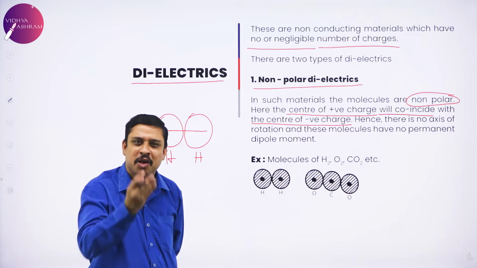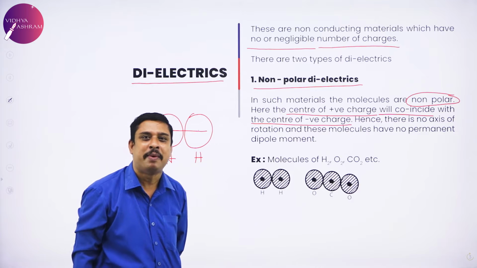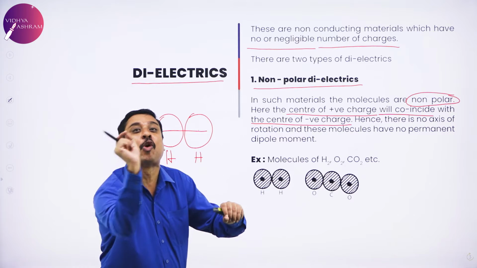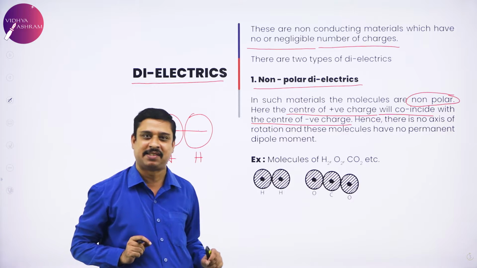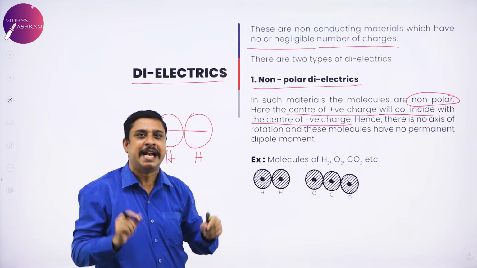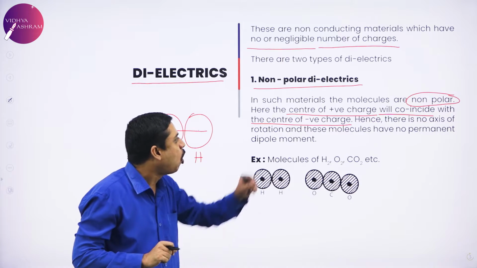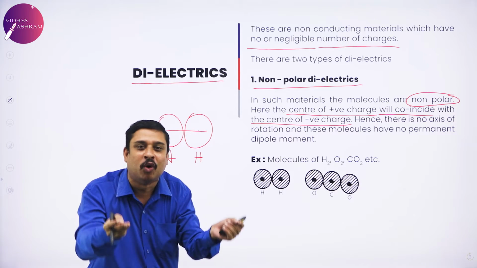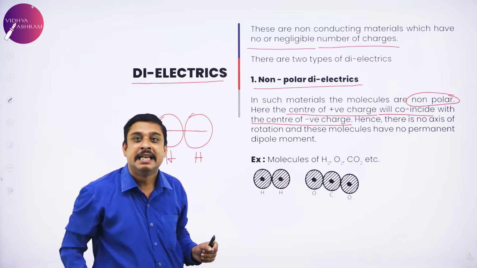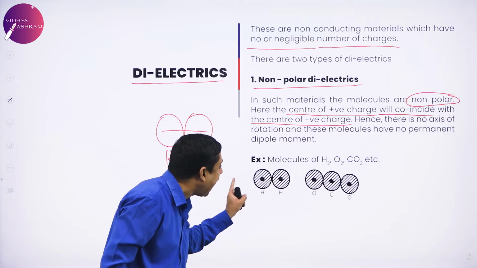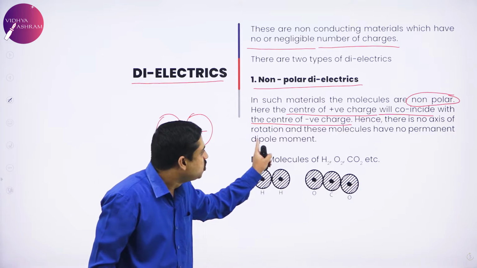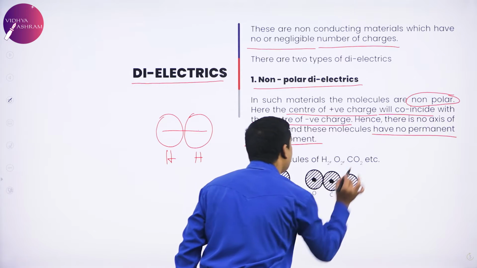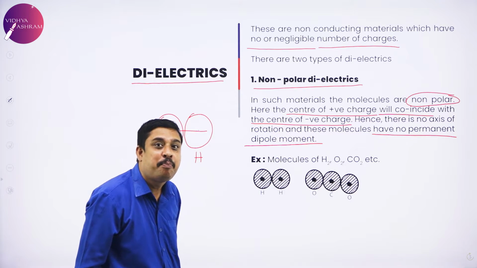For a simple physical meaning, with no exaggeration: here there is no defined axis of rotation between the two centers. We only wrote textually that the center of mass of the positive charge coincides with the center of mass of the negative charge. What does that mean? Very simple. It means there is no defined axis of rotation here. When there is no defined axis of rotation, such molecules cannot have permanent dipole moment.